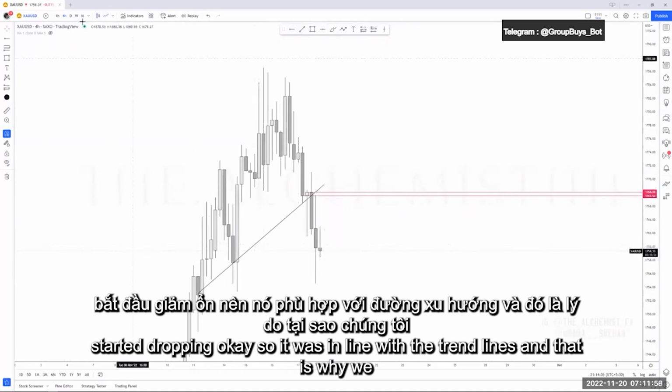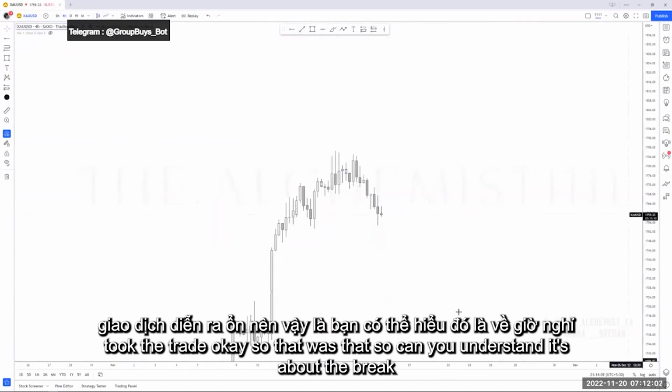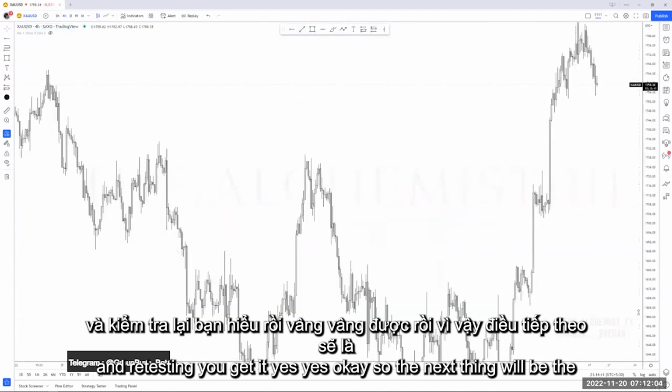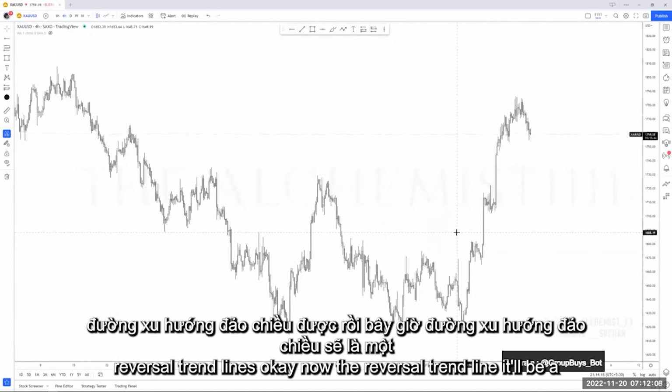It was in line with the trend line, so that is why we took the trade. So that was that. Can you understand this about the break and retesting? You get it, right? Okay, so the next thing will be the reversal trend lines.